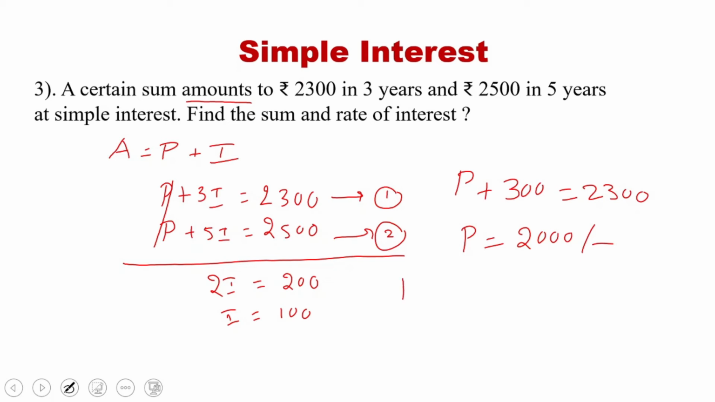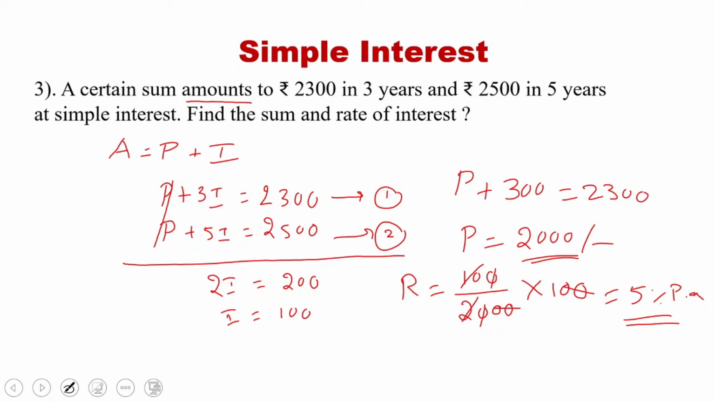Now find the R value. R equal to, what is the interest here? 100 rupees. 100 rupees interest on which amount? Principal amount. What is the principal amount? 2,000 rupees. So interest by principal into 100. This is a direct way to find the R value. So 0, 0, 0, 0 cancel. Again 0, 0 cancel. And now what is the R value? 5% per annum. Here the sum value is 2,000 rupees and the rate of interest is 5% per annum.